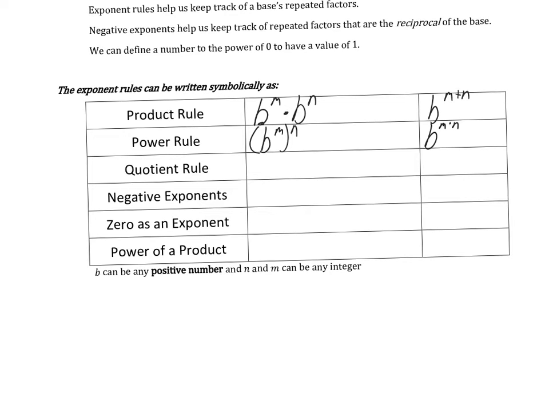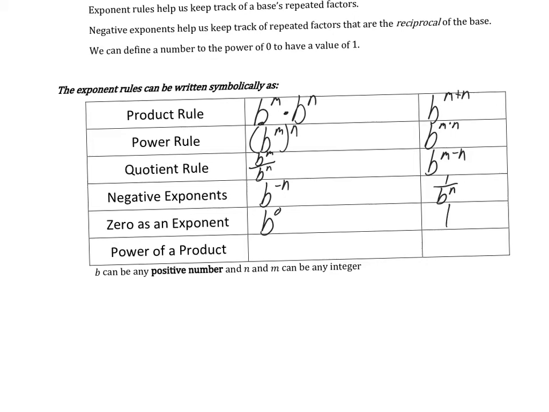The next one, quotient rule, b to the m over b to the n. That would tell me that I'd have b to the m minus n. Negative exponents, so b to the negative n. That tells me that I'm going to have 1 over b to the positive n. This works every time, no matter what. 0 as an exponent, so b to the 0. Anything to the 0 power is just 1, so I'm just going to write a 1 there.